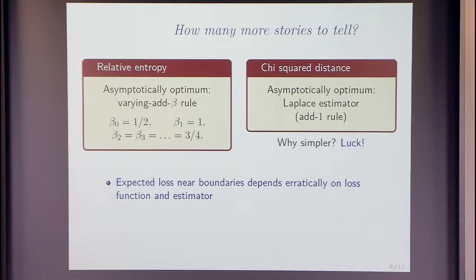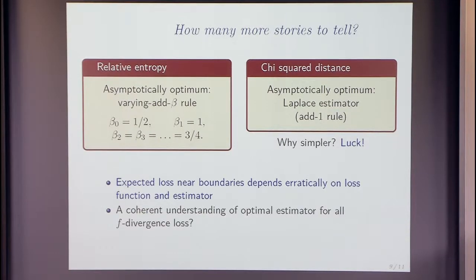The expected loss near the boundaries of the simplex depends very erratically on the loss function you choose, relative entropy or chi-square distance, and on the specific estimator you choose. So there's some strange thing happening on the boundaries, and if you want to have a coherent understanding for various notions of loss, for example, a family of f-divergence loss functions, that seems to me highly challenging because of this specific thing happening on the boundaries.